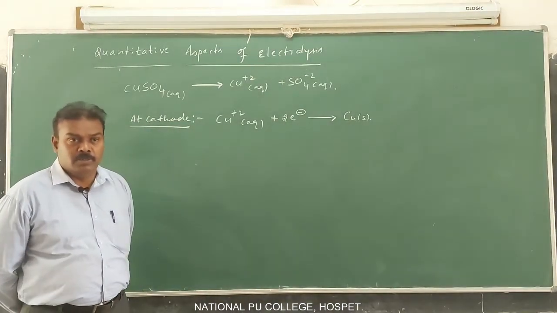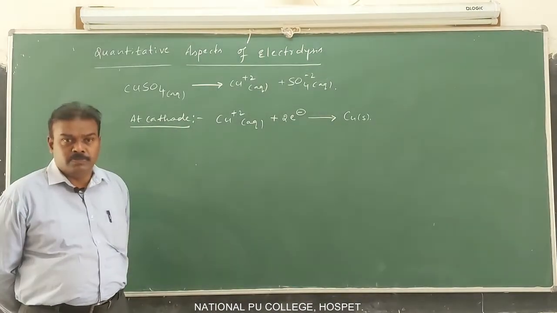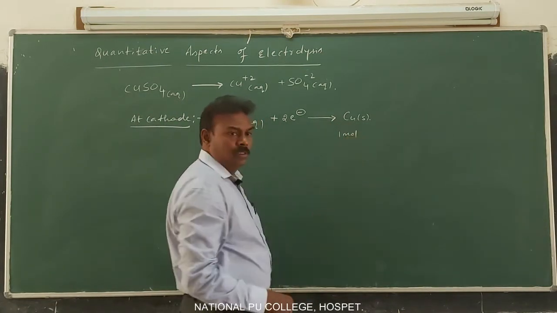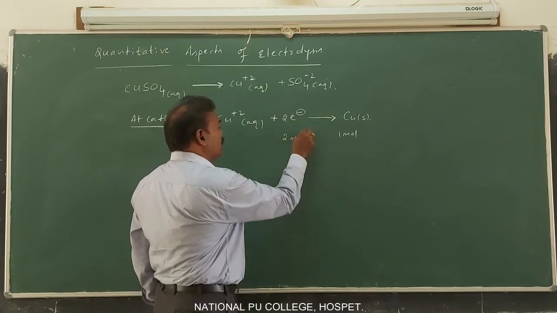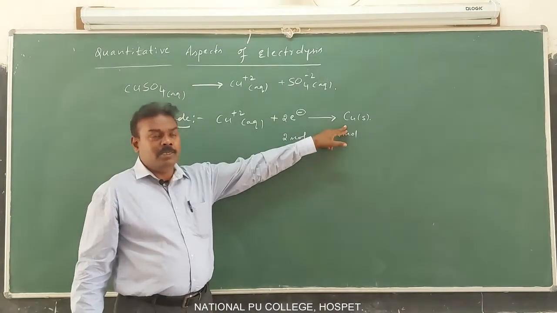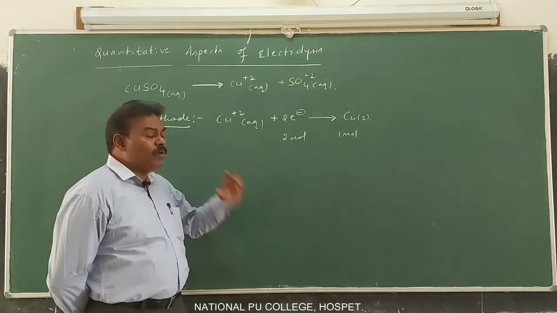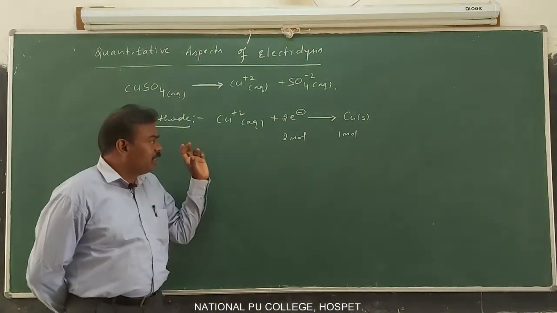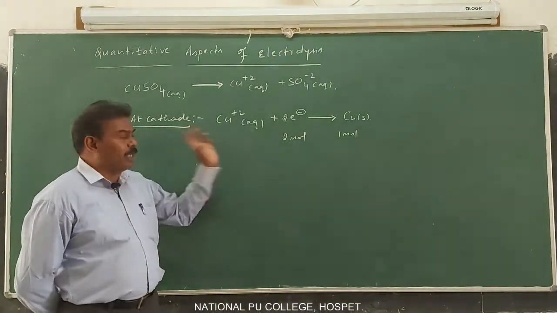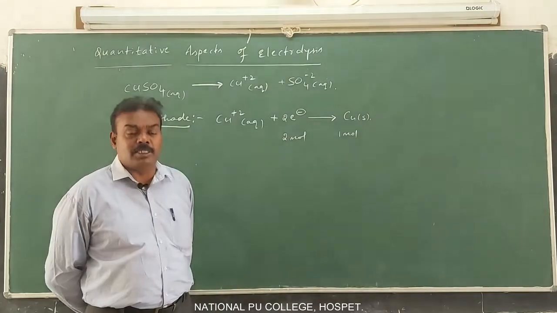This is the reaction taking place at the cathode when electricity is passed through the copper sulfate solution. The quantitative aspects of electrolysis are what we are studying here. In order to deposit 1 mole of copper metal, how much is required? 2 moles of electrons. The reduction reaction takes place on the cathode only. In order to deposit 1 mole of copper, 2 moles of electrons are required.